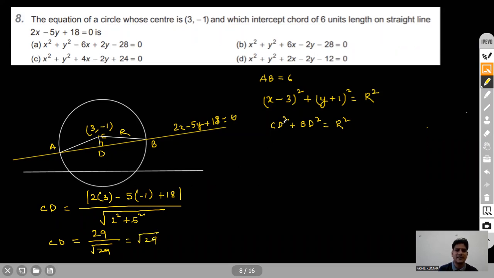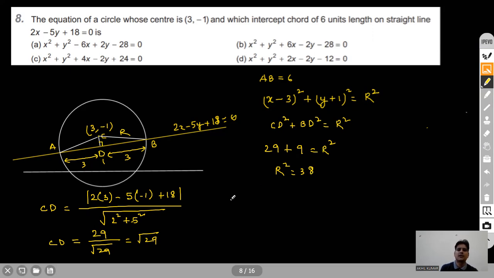So we need CD² anyhow. CD² will be 29, plus BD². What is BD? BD will be 3 because the total length of this intercept is 6, so it will be 3 and this will be 3, because the perpendicular drawn from the center to any chord bisects the chord. So BD² is 9, and that is equal to r². So we got r² as 29 plus 9, that is nothing but 38.